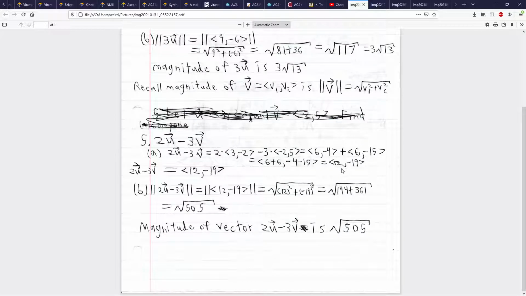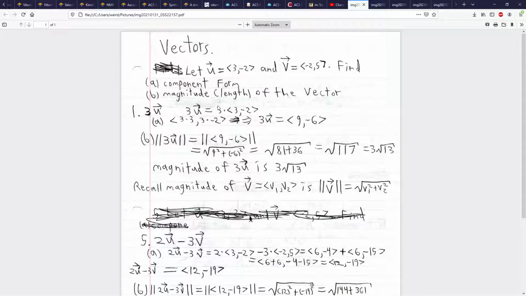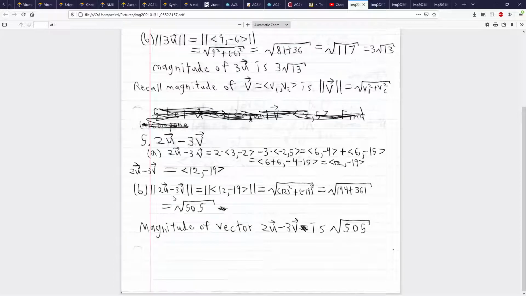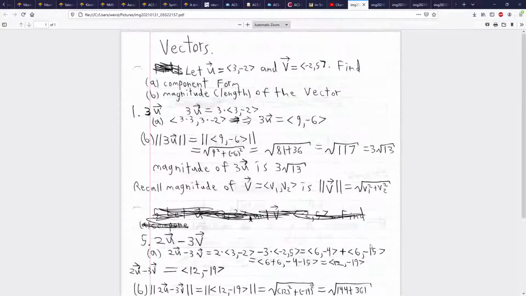That's the component form. And then the magnitude of the vector will be given by 12 squared plus -19 squared, the squares of the 2 components, square root of them, and then it's equal to square root of, ends up 505. And the magnitude of this vector then is just square root of 505. You can't simplify it anymore.